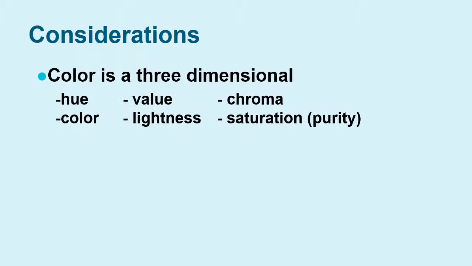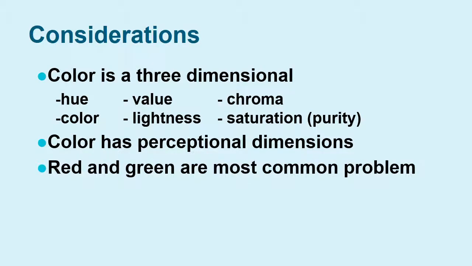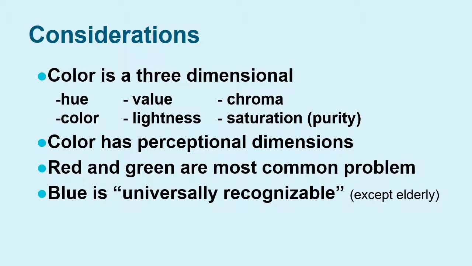So a number of things to consider. Number one is that color is three-dimensional. In addition to the color itself, or its hue, we also have the lightness, and then we also have its purity or saturation. Also, color has perceptual dimensions. Two colors next to each other may appear differently with different color pairs. For example, I just painted my kitchen and it's a light green, but next to one wall it actually appears blue. Red and green are our most common problem, and most people consider blue to be universally recognizable, but that is not necessarily true in elderly populations. Blue is a problem.